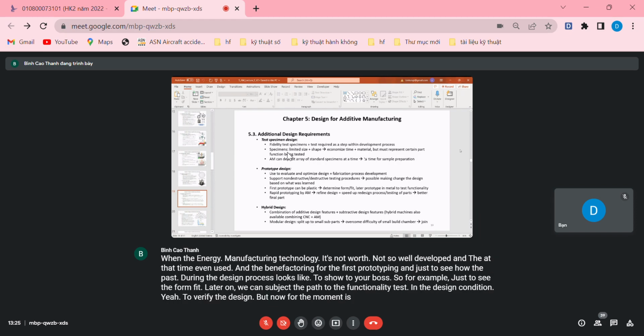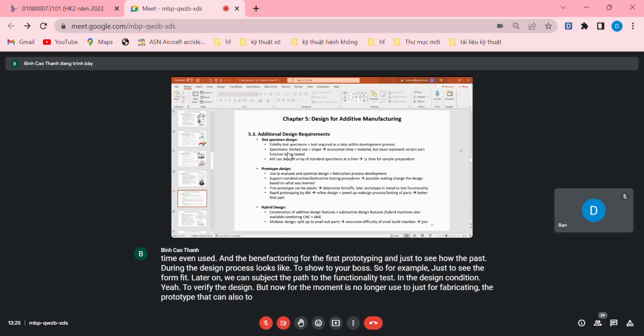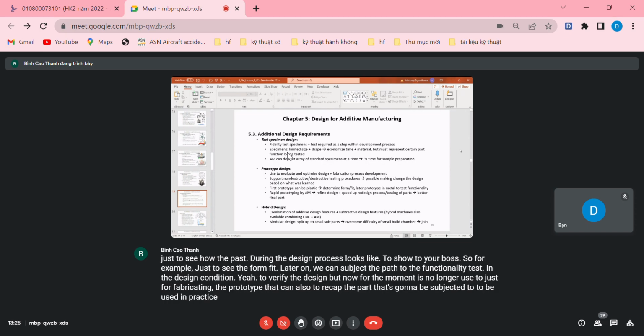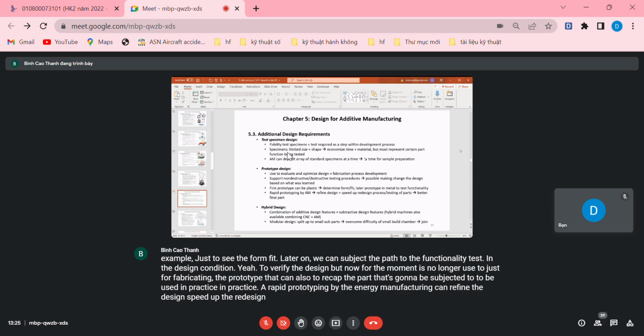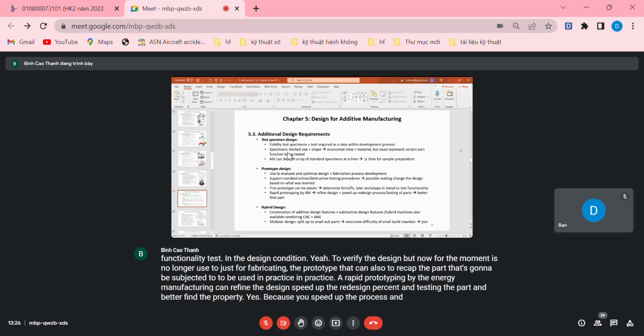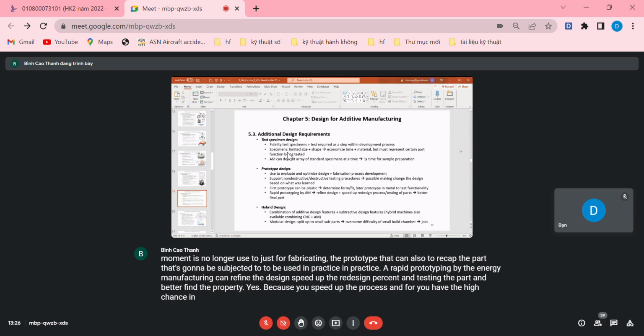But now for the moment, it's no longer used just for fabricating the prototype, but can also fabricate the part that can be used in practice. Rapid prototyping by additive manufacturing can refine the design, speed up the redesign process, and testing the part and better final part. Yes, because you speed up the process, and therefore you have a high chance to create the better final part.